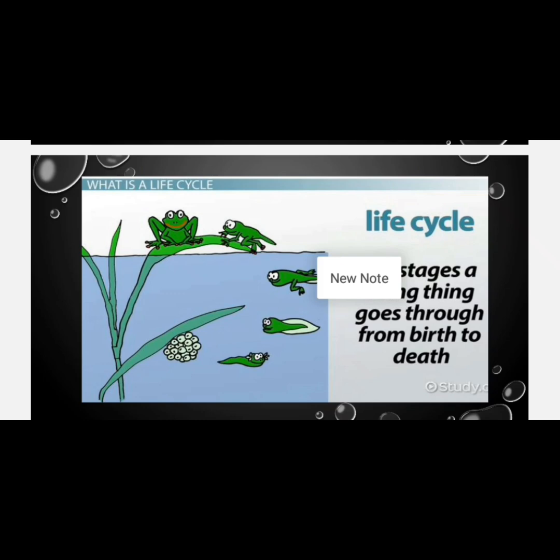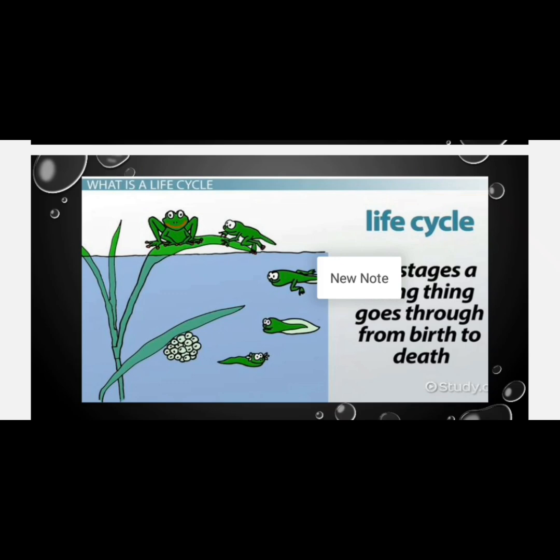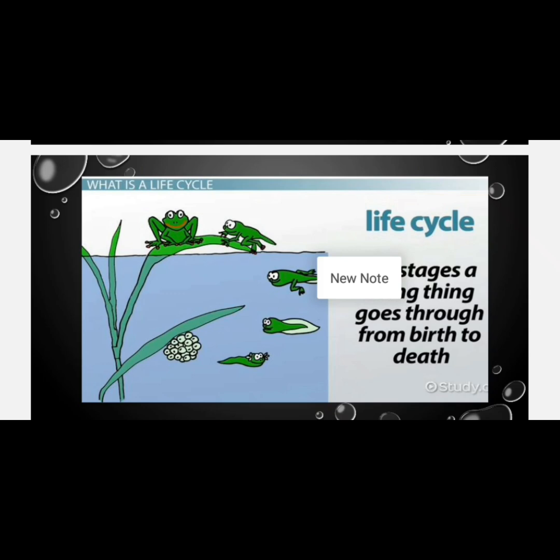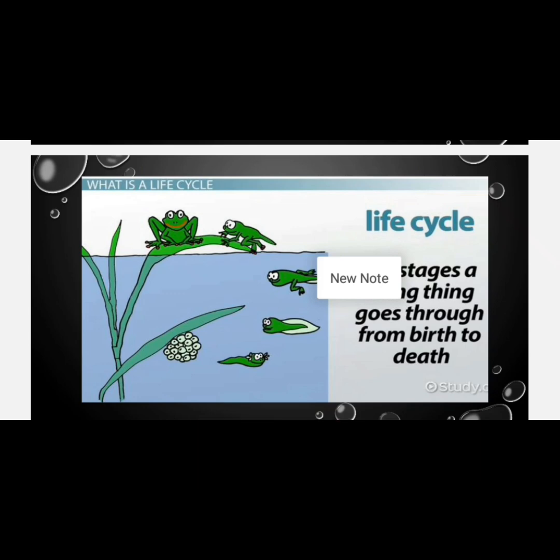Then we have the card. The C stands for competition. Living organisms, including plants and animals, must undergo competition in their immediate or physical environment. Then we have the A, adaptation. Plants and animals have to adapt to environmental factors or conditions in the environment in order to stay alive, as propounded by Charles Darwin in the theory of the survival of the fittest. Then the D actually stands for death. Every living organism is wired to die at a stage in their life.